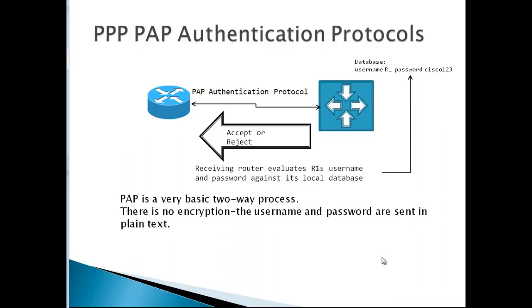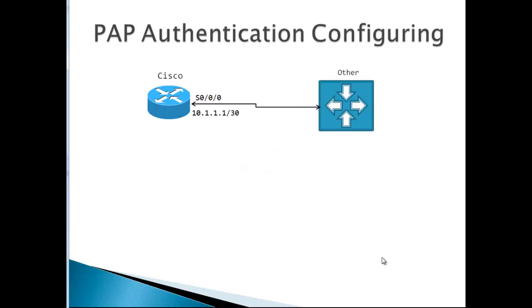There is no encryption. The username and password are sent in plain text. Now that should make a big alarm go off. You should never use PAP, because the username and password are sent on the wire in clear text. So if anyone is listening, they can see the password and username. If it's accepted, the connection is allowed.